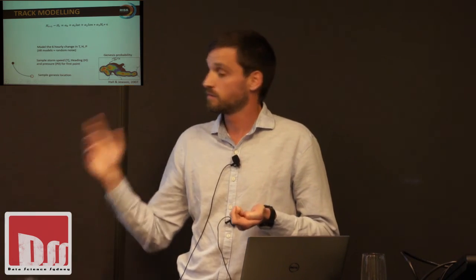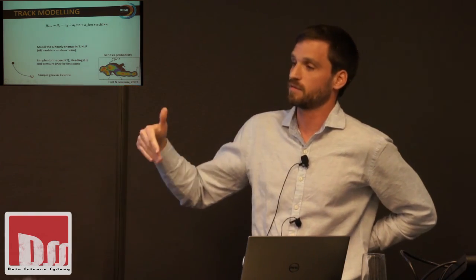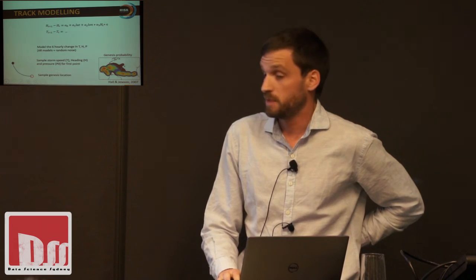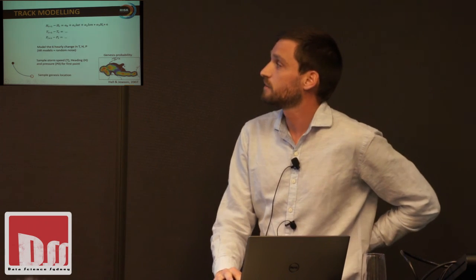So the change in my heading direction in the 6 hours between the 2 points will be dependent on latitude, longitude, the heading itself at the time step before, and some random noise. We'll do the same for the speed. So that's how we update the speed of the cyclone along its lifetime. And similar for the pressure or the intensity of the cyclone.